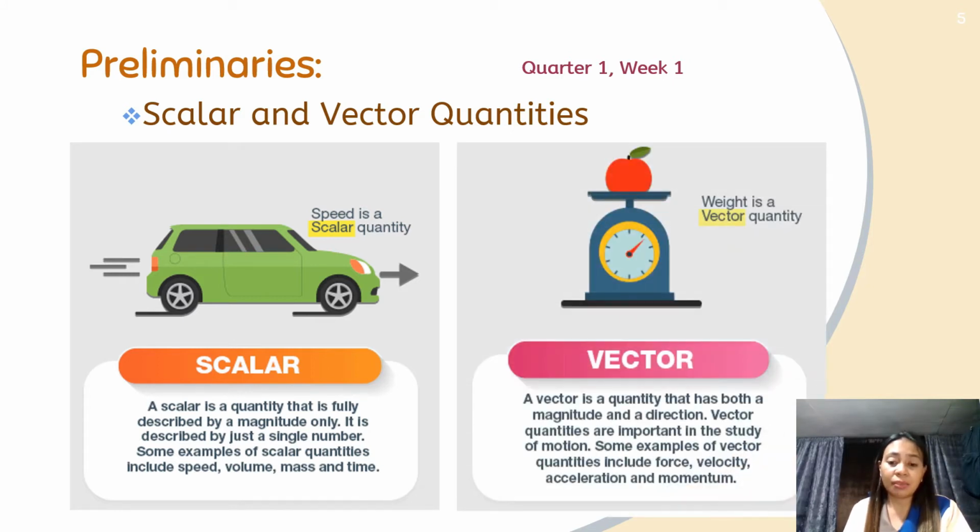So what makes a vector quantity different from a scalar? Now, a vector quantity already has direction. So it does not only have magnitude, but it has direction. That's vector. Vector quantities are important in the study of motion because they include direction. Some examples of vector quantities include force, velocity, acceleration, and momentum. So weight is already a vector quantity.